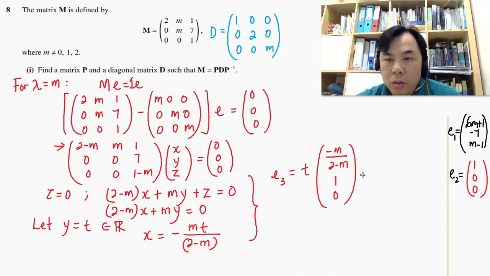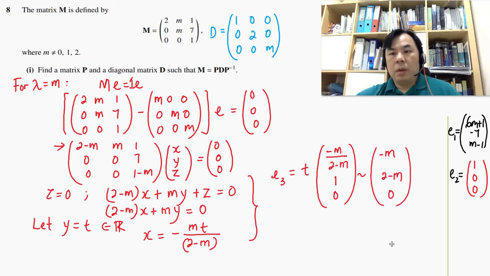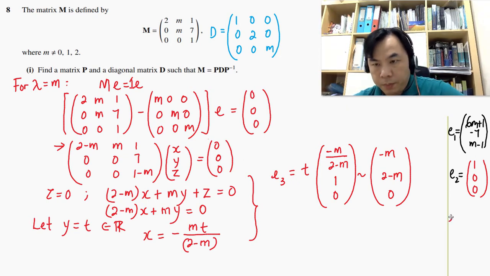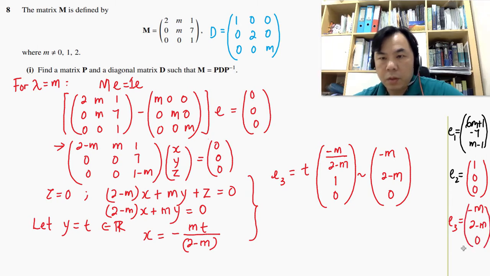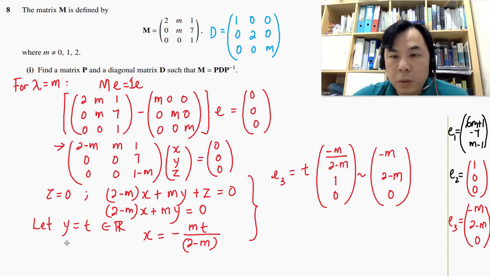Or you could simplify it in such a way that it could be something like this. I can write it down as negative m, then this part will be 2 minus m, and then lastly it will be 0. Now that concludes our last eigenvector, which is negative m, 2 minus m, and then lastly 0 there. Right now I'm quite happy with all the results. I'm going to conclude, and then I'll provide solutions to this question here.